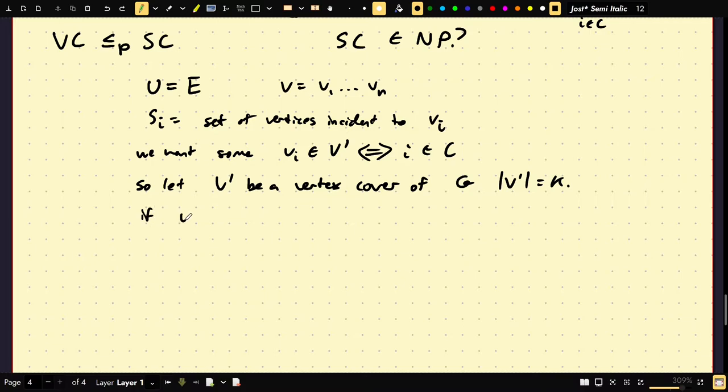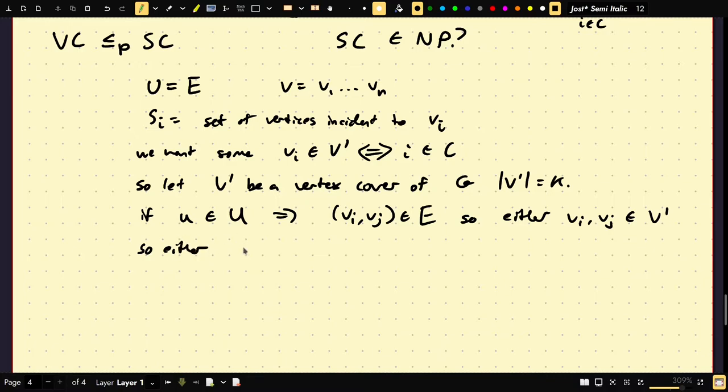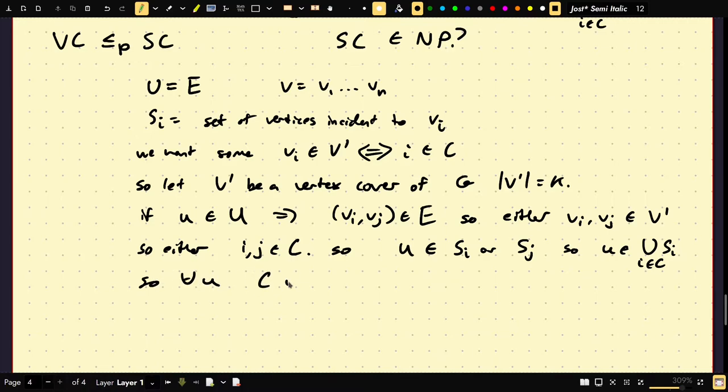Then if some little u is in U, this corresponds to some (v_i, v_j) in E, because E is constructed to be the universe. So either v_i or v_j is in our vertex cover, V prime. So either i or j is in C. So u is going to be in some S_i or S_j. So u is going to be covered by our set cover. Since this is for all u, C is a set cover.